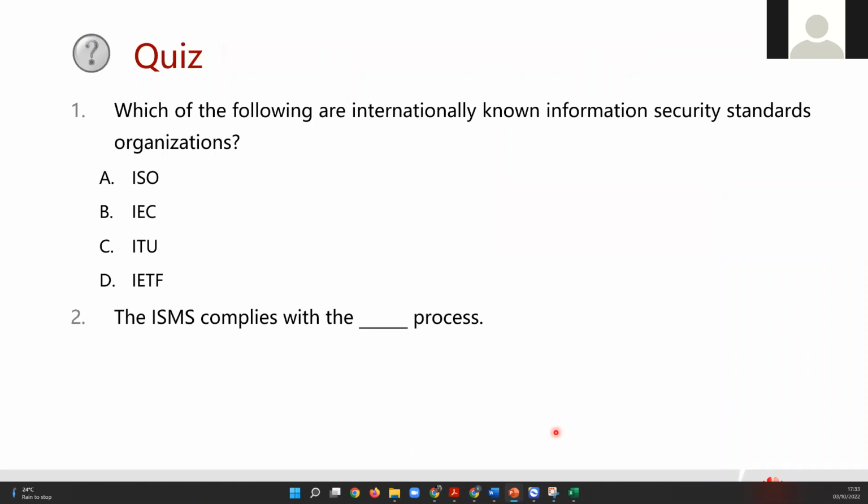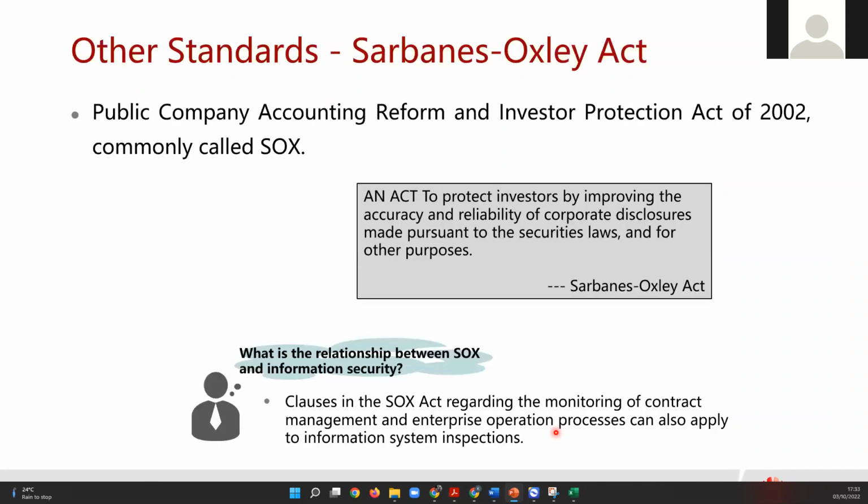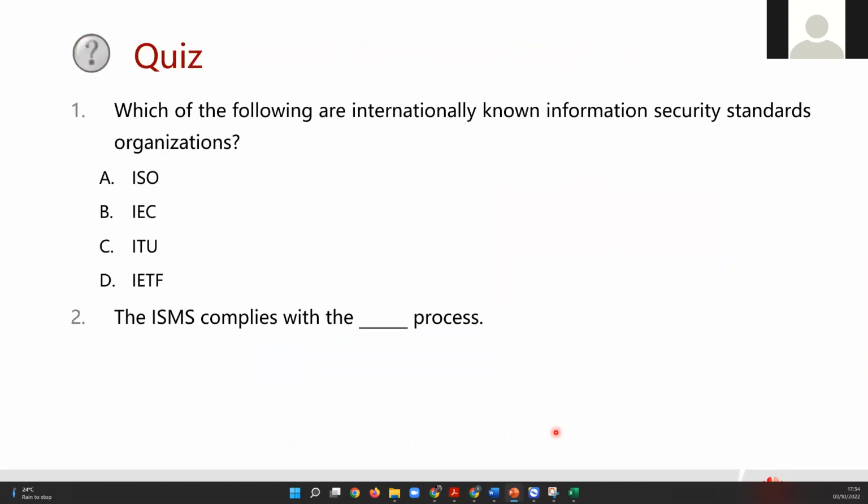Good. I don't know whether we covered enough for this quiz or I rushed it a lot, but let's get to the quiz. Fingers crossed. So let me see whether you understood something here. This first quiz is asking, which of the following are internationally known information security standards organizations? Which are they?